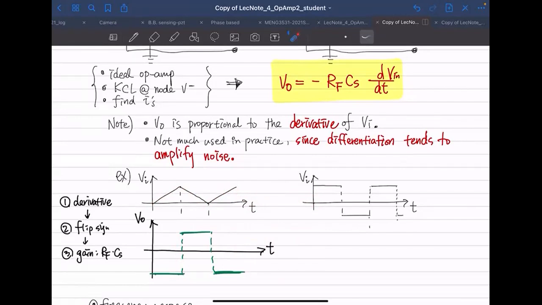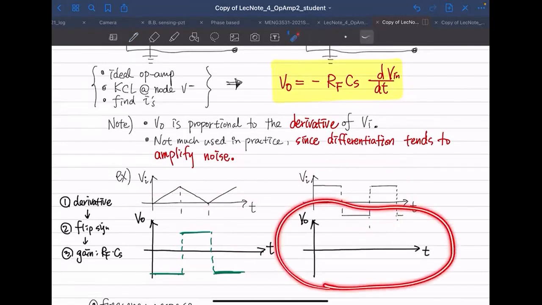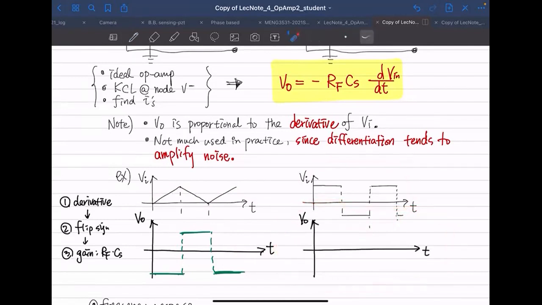How about we try this one together? Can anybody tell me how the waveform would look in the output if we provide an input like this guy? What's the output going to look like?